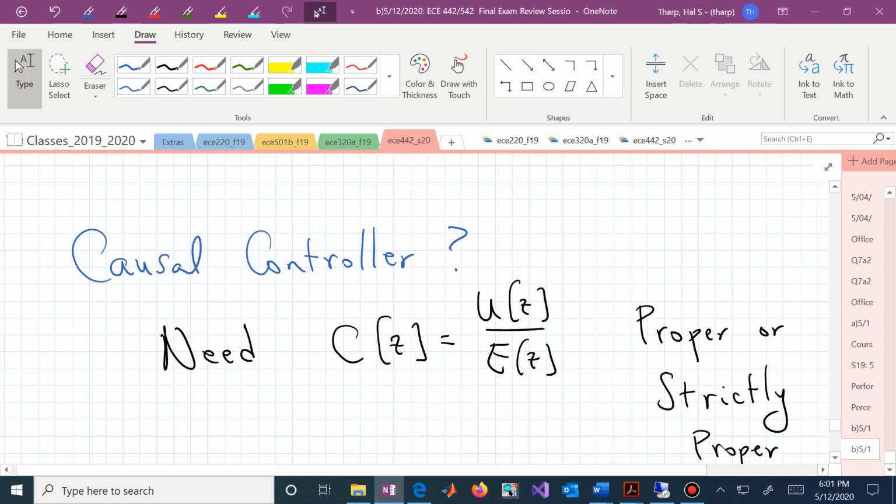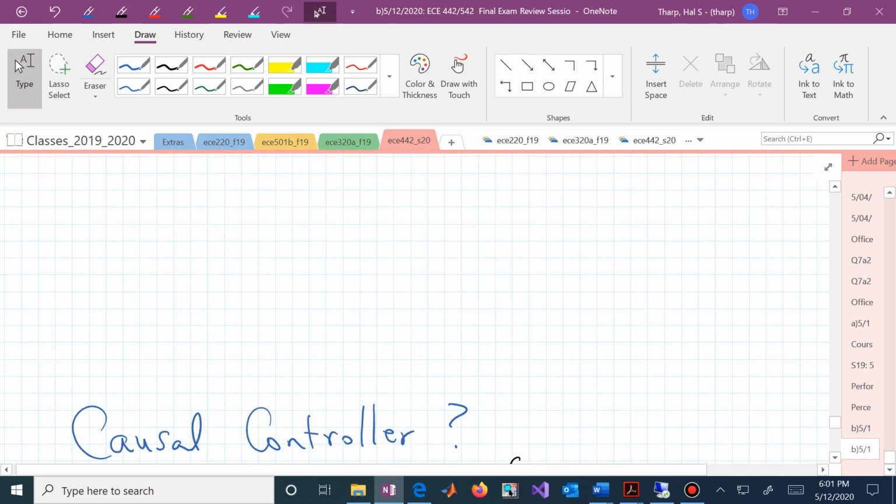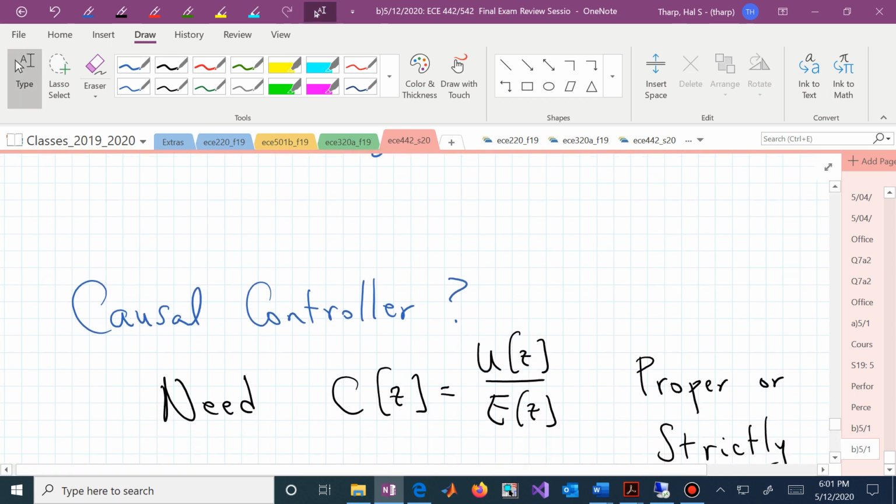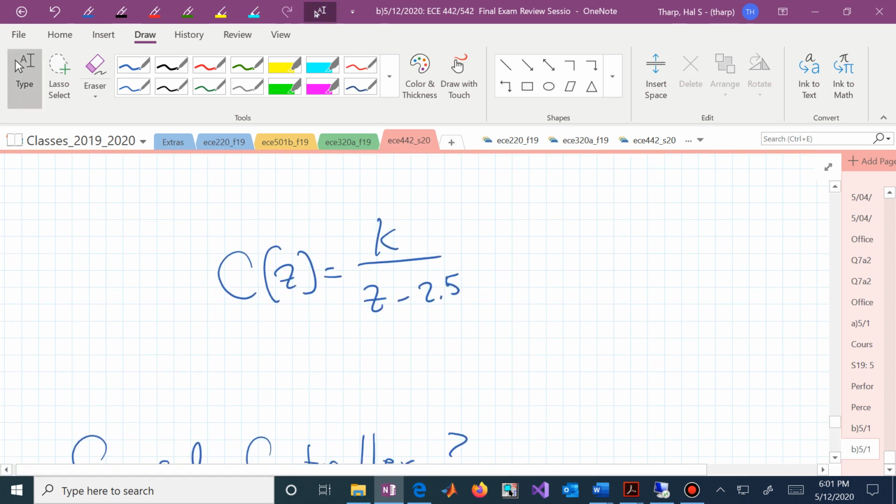Well, that kind of brings us to this issue. Our controller in that particular case was k over z minus 2.5. Is that controller okay? It's unstable, but it gave us a stable closed loop system. Well, in fact, because we have a pole zero excess of 0 or more, this does correspond to a causal controller.